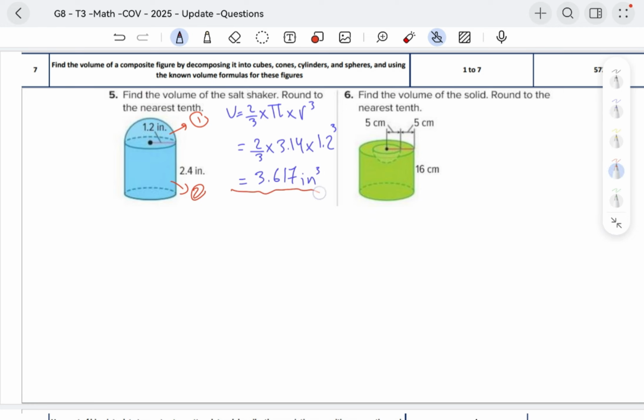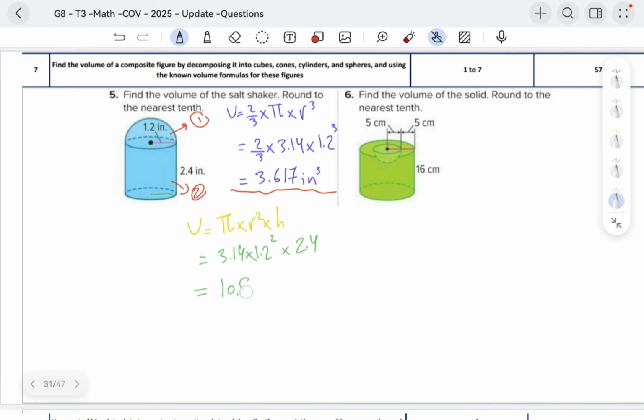Now let's find the volume for the cylinder. The volume of the cylinder is pi times the radius squared times the height of the cylinder. Pi is approximately 3.14, and the radius for the cylinder is the same as for the hemisphere, which is 1.2 squared, times the height of the cylinder, which is 2.4. The answer for this is 10.85, and the unit is inch cubed.